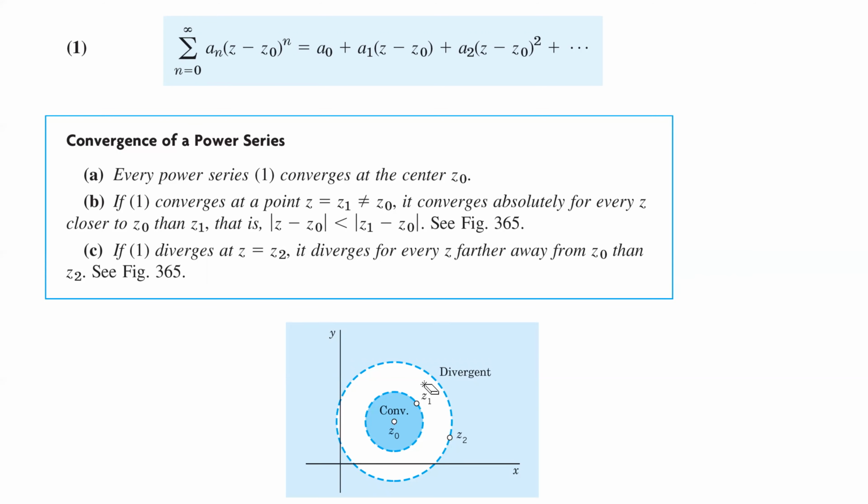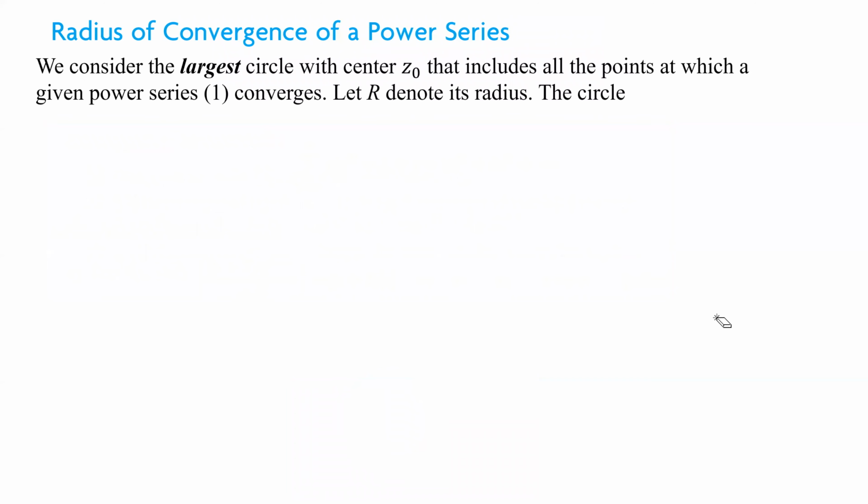It becomes very easy. And if it is divergent for this z2, it is divergent for any point that is farther away than z2. So that's also very useful. So that enables us to define the radius of convergence.